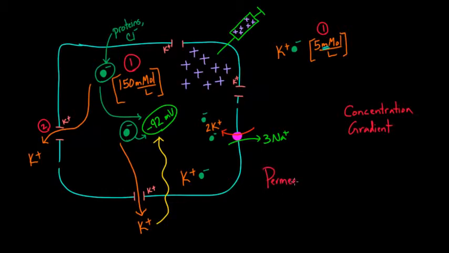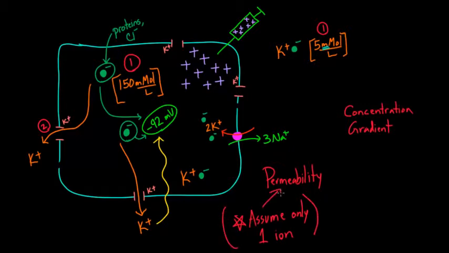Permeability. And this is permeability to potassium, okay? Assuming that we only have permeability, so assume, I'll write that very clearly, the cell is only permeable to one ion, only one ion. So assume only one ion for this permeability.